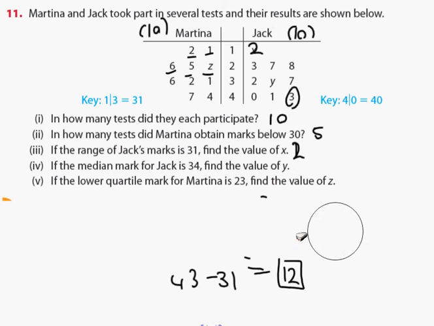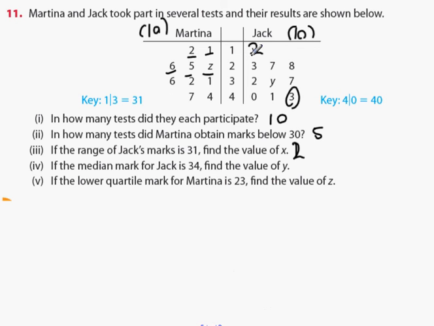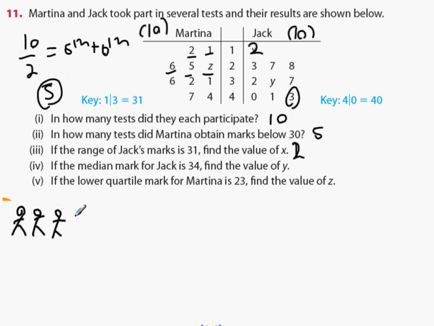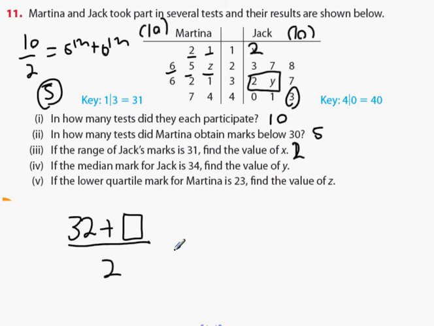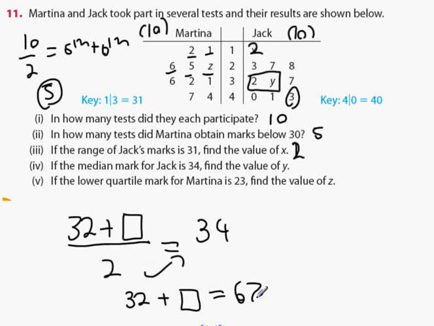The median mark for Jack is 34. Find the value of y. How many exams did Jack do? 10. 10 divided by 2 is 5. Because 5 doesn't need to be rounded up, it's the middle 2. 10 is also an even number, and in even numbers, do we have a middle 1 or a middle 2? Middle 2. Okay? So what are the middle 2? 1, 2, 3, 4, 5 and 6. So 32 plus some number I don't know, divided by 2, equals 34. Put it all over 2. I can multiply up by 2 and say 32 plus this mysterious number is 68. This mysterious number has to be 36. And that means that y is 6.